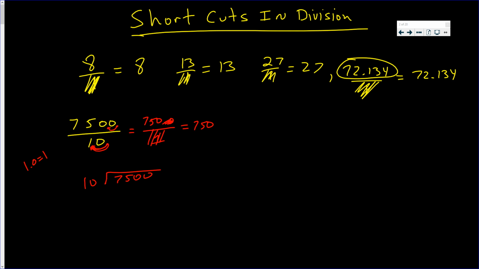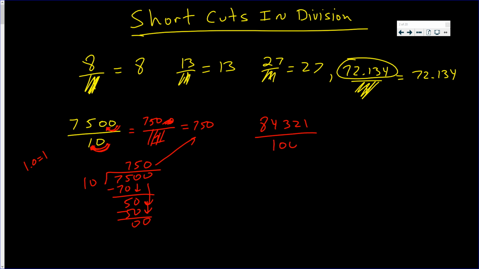10 goes into 7 no times. It goes into 75 7 times. 7 times 10, subtract, bring down the 0. 10 into 50 goes 5 times. Subtract 50, get 0. Bring down the 0. 10 goes into 0, 0 times. Same answer. All I did was move the decimals one place to the left, so I would be dividing by 1.